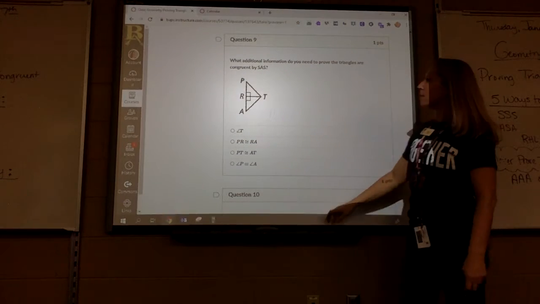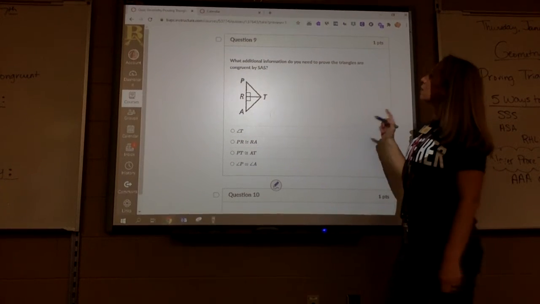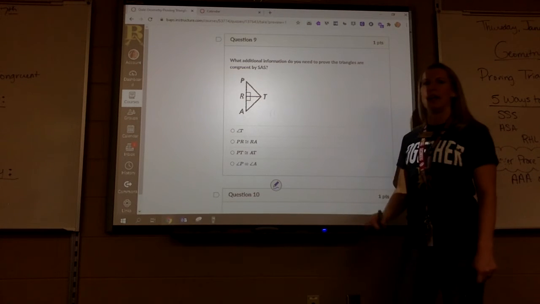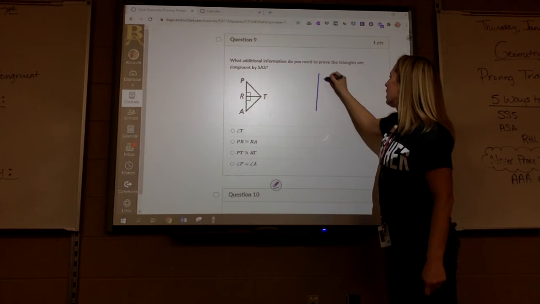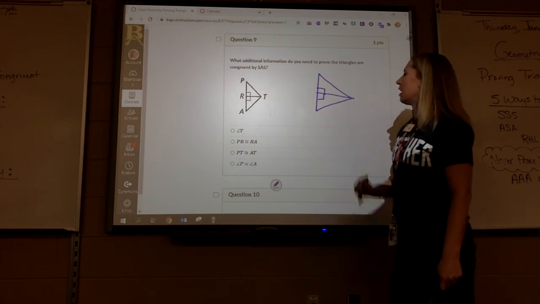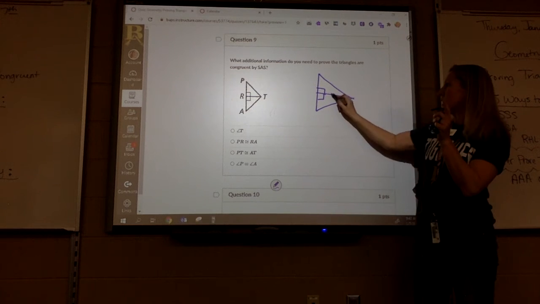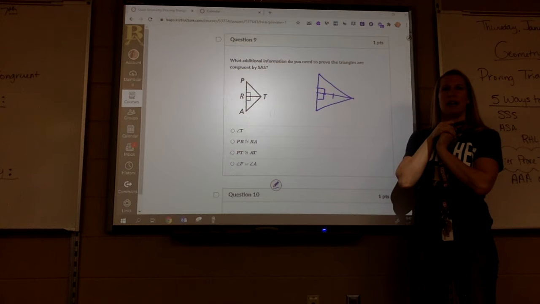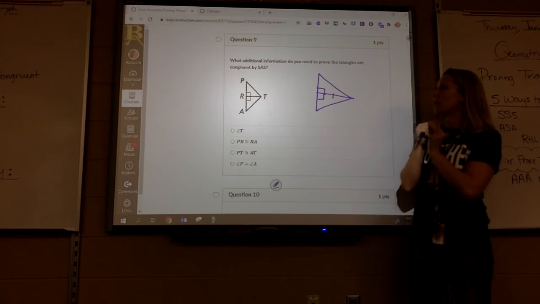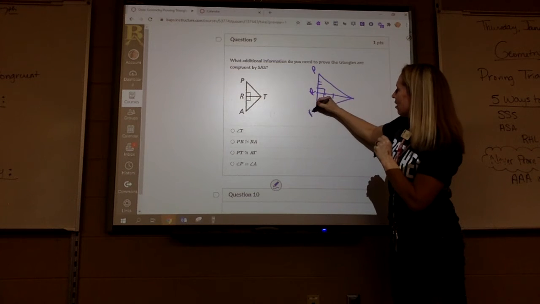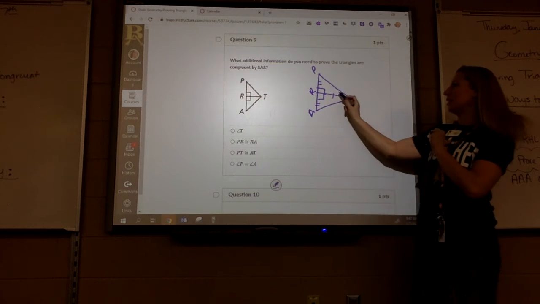Okay, let's look at number 9. So it says, what additional information do you need to prove that the triangles are congruent by side, angle, side? So right now, all I have marked are the right angles. But those triangles share a side, so I can mark that. So I want side, angle, side. Name sides with 2 letters. What would it be? PR and RA, yes. Because that would be side, angle, side.